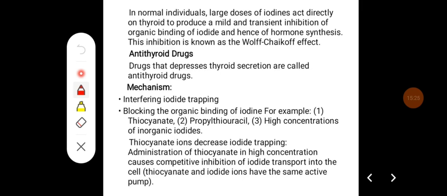In normal individuals, large doses of iodine act directly on the thyroid to produce mild and transient inhibition of organic binding of iodide and hence of hormone synthesis. This is known as the Wolff-Chaikoff effect.